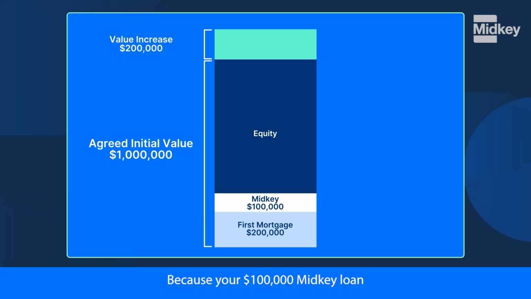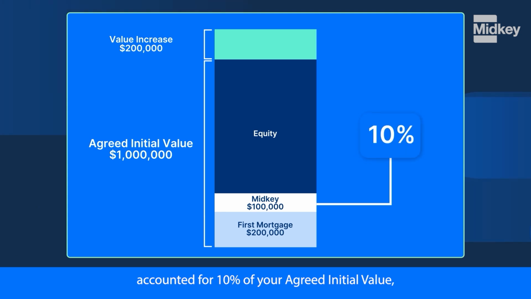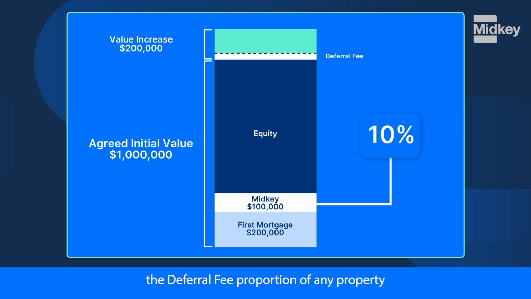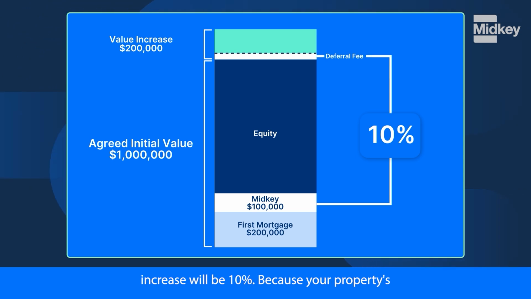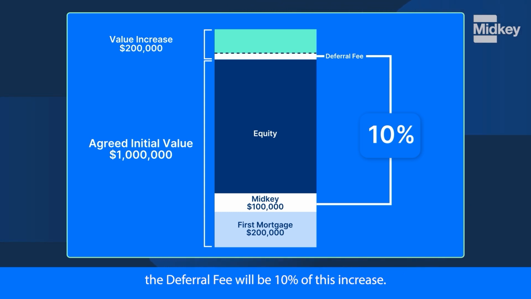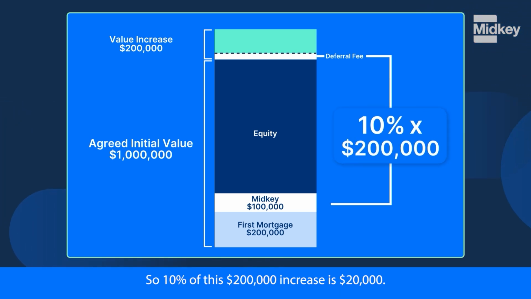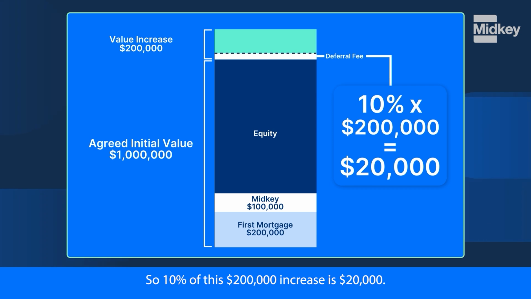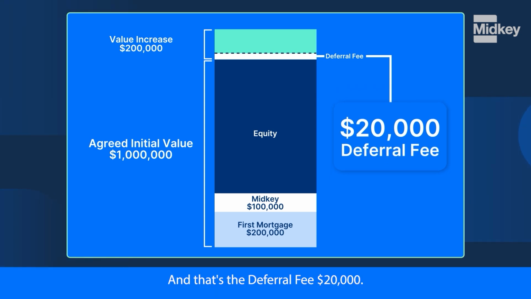Because your $100,000 Midkey loan accounted for 10% of your agreed initial value, the deferral fee proportion of any property increase will be 10%. Because your property's value has increased by $200,000 from the agreed initial value, the deferral fee will be 10% of this increase. So 10% of this $200,000 increase is $20,000. And that's the deferral fee, $20,000.